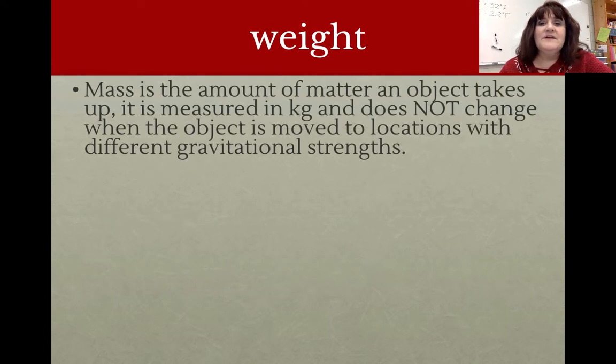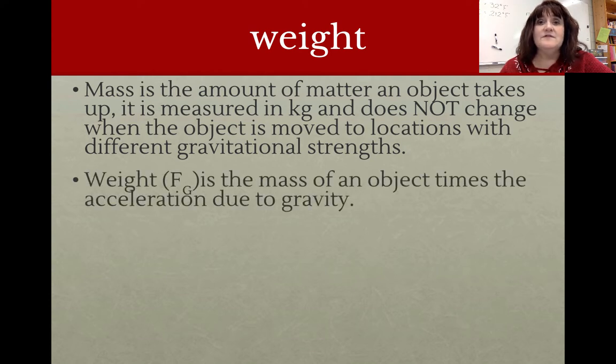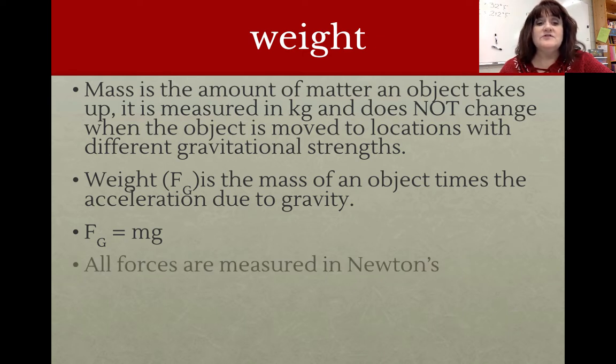Weight is something else. Mass is the amount of matter an object takes up. It is measured in kilograms, and it does not change when the object is moved to various locations with different gravitational strengths. Weight, or FG, that force of gravity, is the mass of an object times the acceleration due to gravity. So FG will equal mg. All forces are measured in units of newtons. 1 newton is equal to 1 kilogram times 1 meter per second per second.